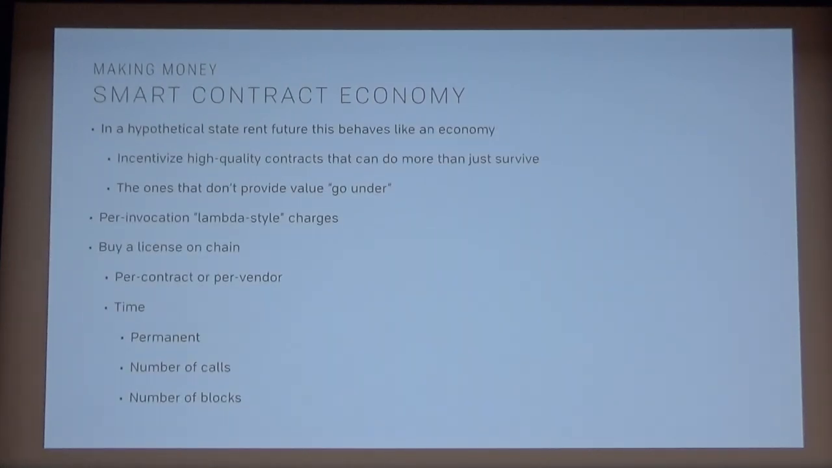So this can be done in a couple different ways. You can do a per invocation, sort of, you know, like AWS Lambda style charge, which is mostly what you see today. Or you can buy licenses on chain. So this might be per contract or per provider. You could buy a subscription model, make it permanent, okay for a certain number of calls or a certain number of blocks, let's say. Right. So you're okay for the next month.